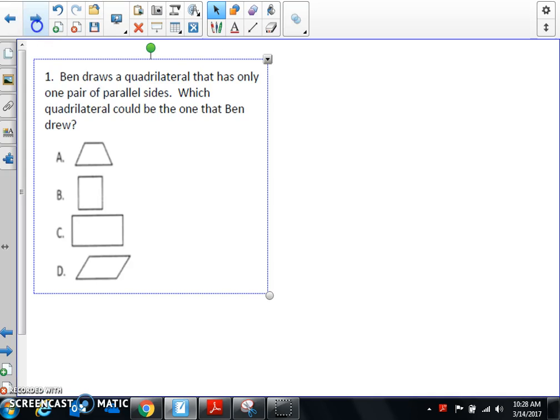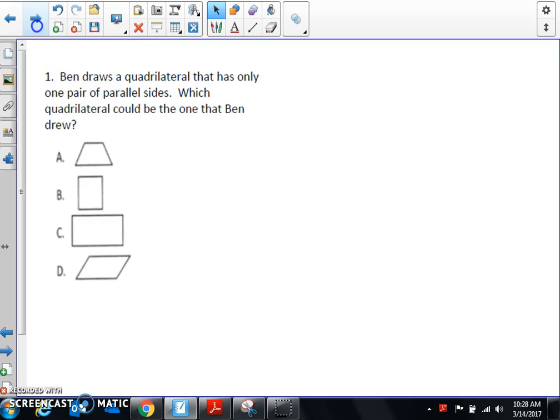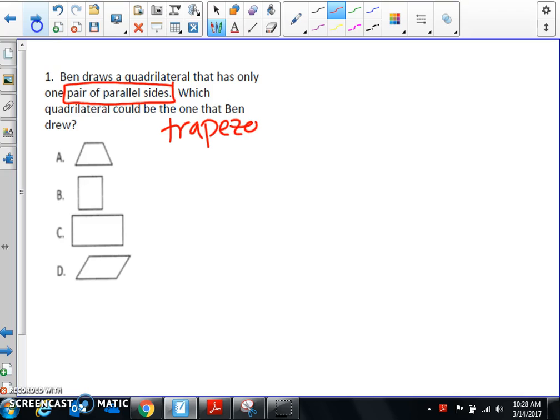So number 1, Ben draws a quadrilateral that has only one pair of parallel sides. Instantly, the only one with one pair of parallel sides is a trapezoid. And if I look at all these shapes, boom, my answer is A.